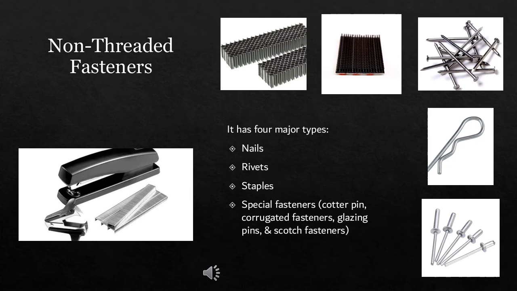As what you can see on the screen, they are the non-threaded fasteners in detachable fasteners. The non-threaded fasteners have four major types. They are nails, rivets, staples, and special fasteners such as cotter pin, corrugated fasteners, brazing pins, and Scotch fasteners.